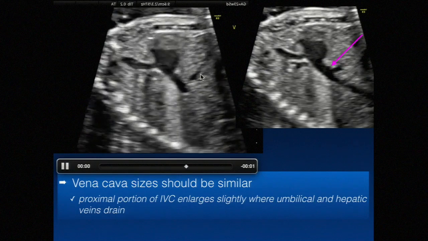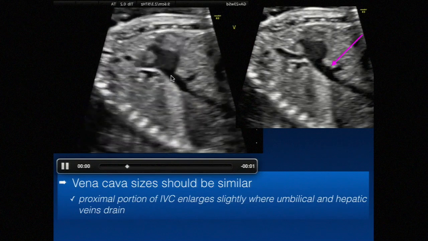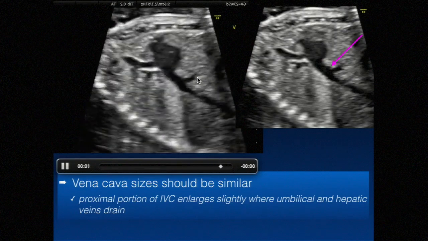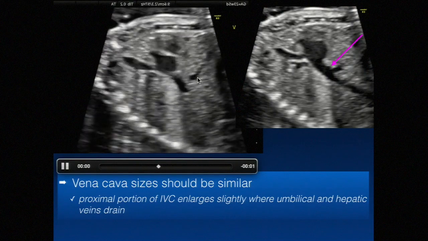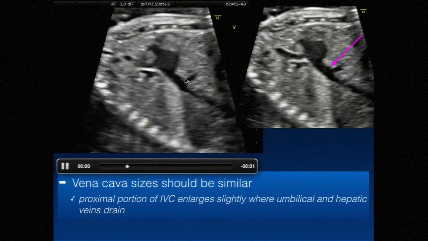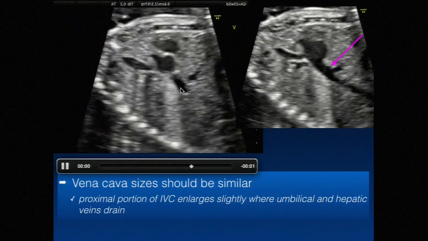You will notice as well that this drainage point, just before the IVC comes into the right atrium, will be a little bit larger, just because you have the hepatic veins as well as the ductus venosus all merging at this level. So a slight prominence at this level is okay.